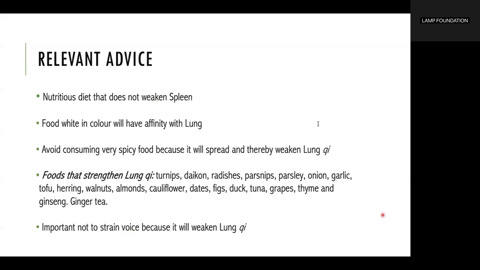Foods that particularly strengthen lung qi are turnips, daikon, radishes, parsnips, parsley, onion, garlic, tofu, herring, walnuts, almonds, cauliflower, dates, figs, duck, tuna, grapes, thyme, and ginseng. Ginger tea will also be beneficial. It is important that a person who is lung qi deficient does not strain their voice because it will weaken the lung qi.